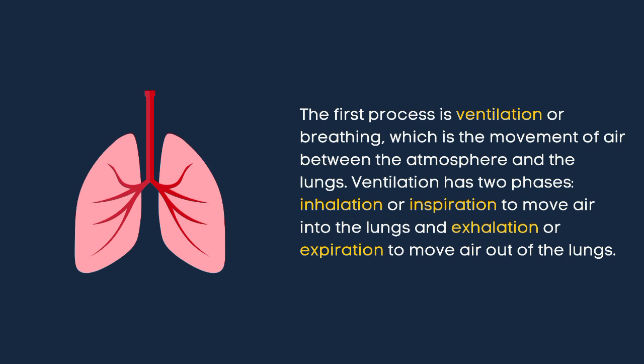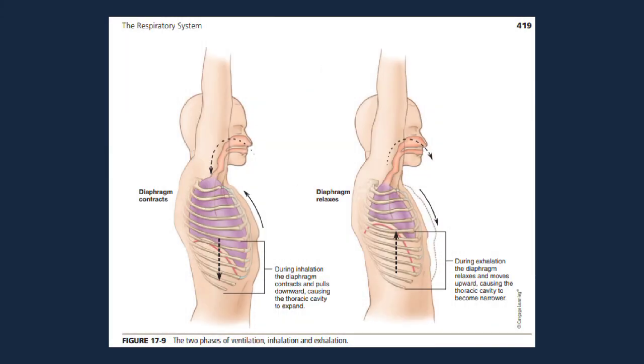There are three respiration processes. The first process is what we call ventilation or breathing, which is the movement of air between the atmosphere and the lungs. Ventilation has two phases. First is inhalation, or inspiration, to move air into the lungs, and next is exhalation, or expiration, to move air out of the lungs. As we can see in the picture, during inhalation the diaphragm contracts, while during exhalation the diaphragm relaxes.